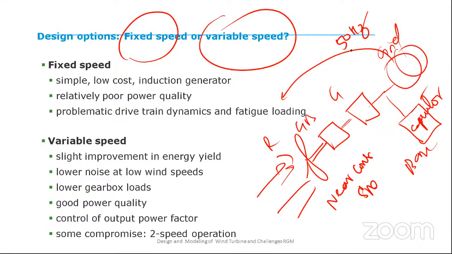Okay, so here you may ask the question: a small change in the torque, and a large variation in the power will be there. So that is a fixed speed wind turbine.